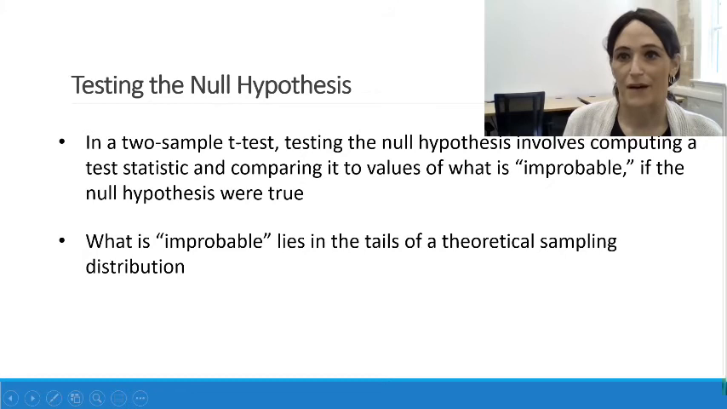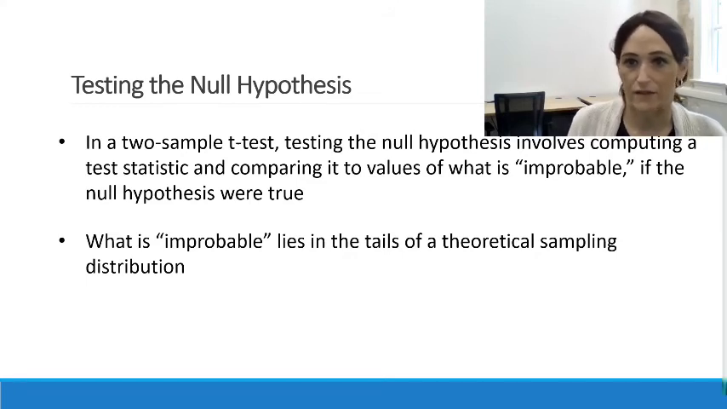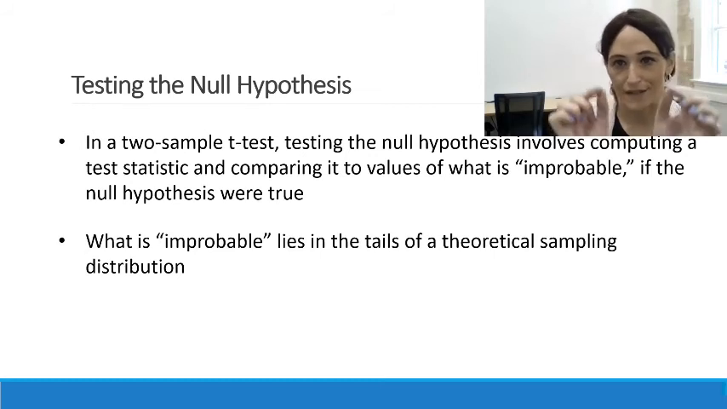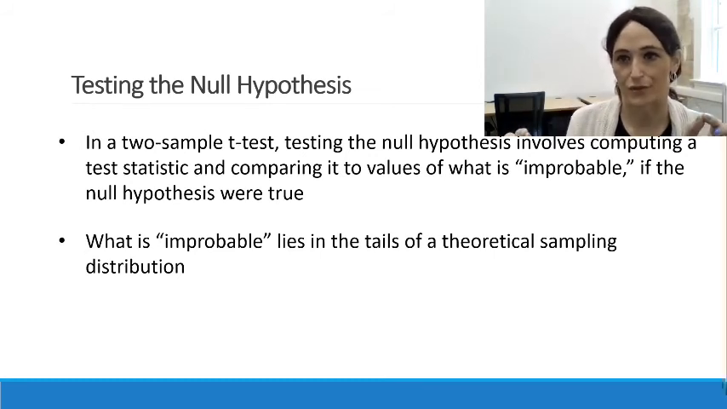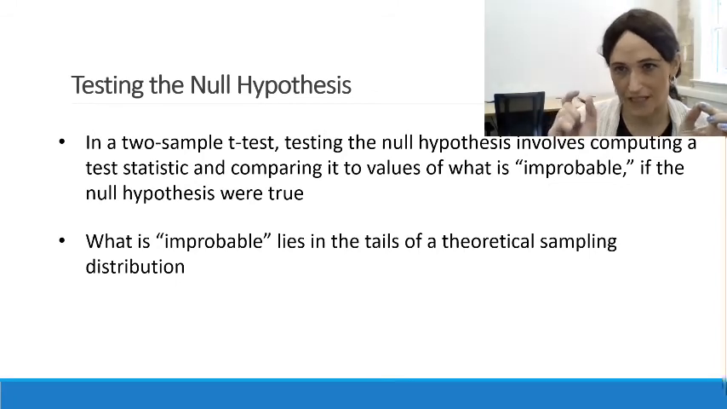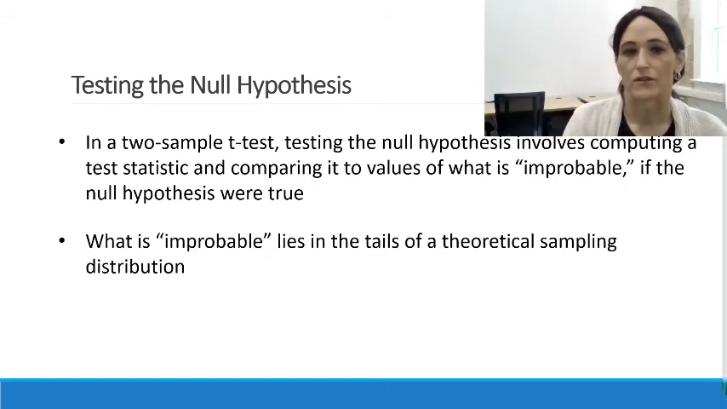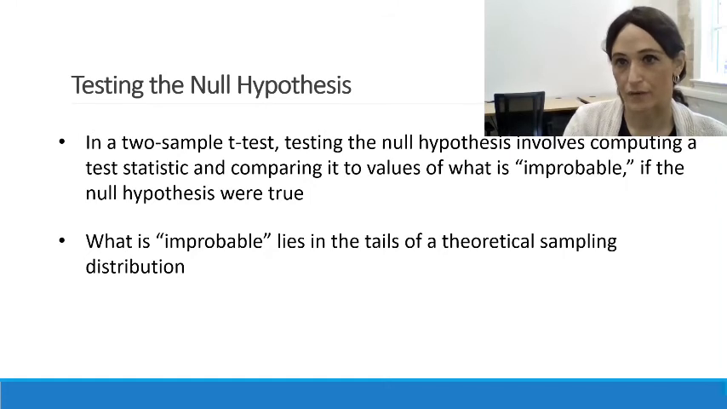So if we're testing the null hypothesis in a 2-sample independent sample t-test, we're testing the null hypothesis by computing a test statistic and comparing it to values of what is improbable if the null hypothesis were true. What is improbable lies in the tails of the theoretical sampling distribution. So if we get a big enough t-statistic, it's going to be deeper and deeper into those tails of the sampling distribution. That's how we're going to determine how likely the null hypothesis is to be true.